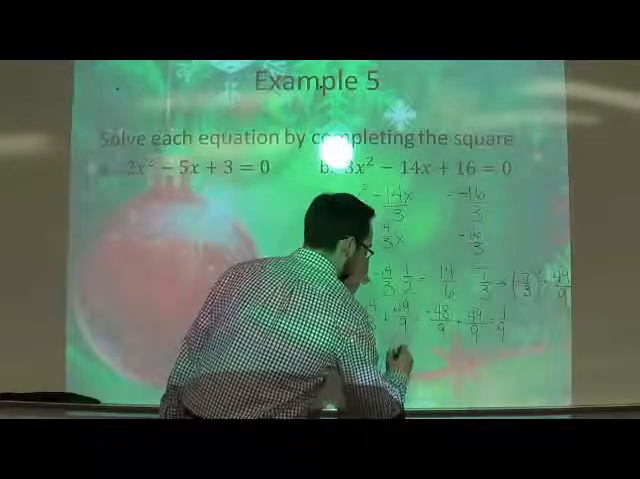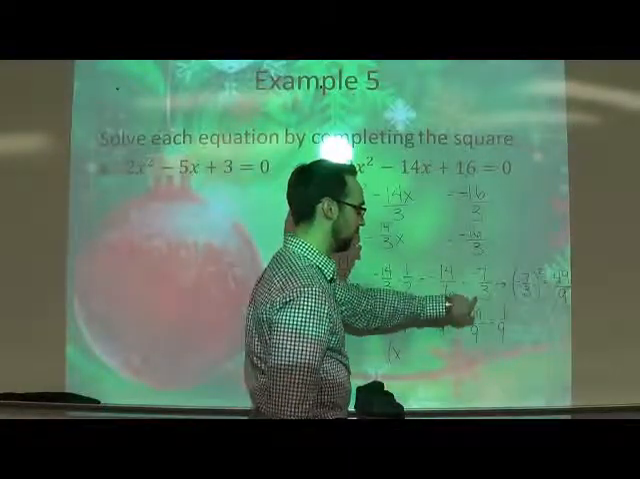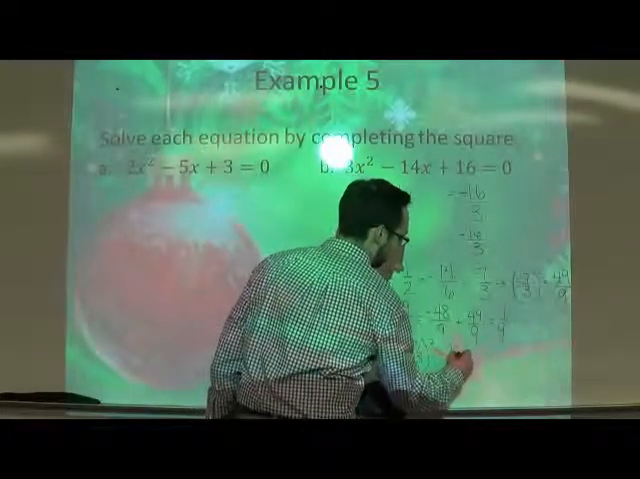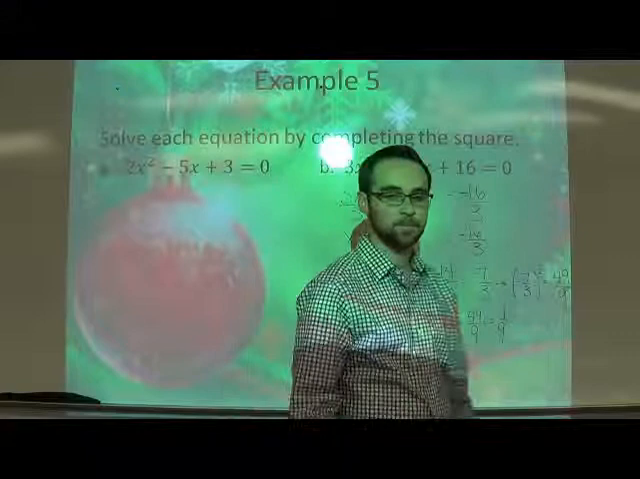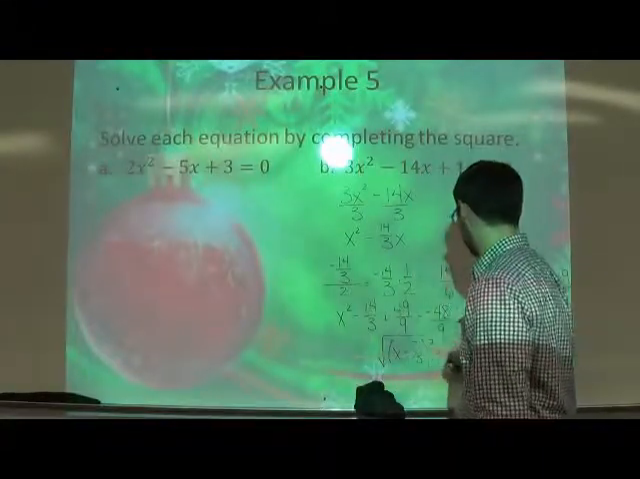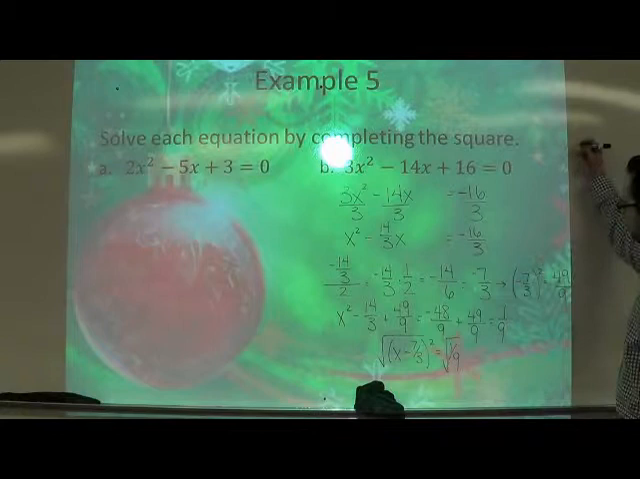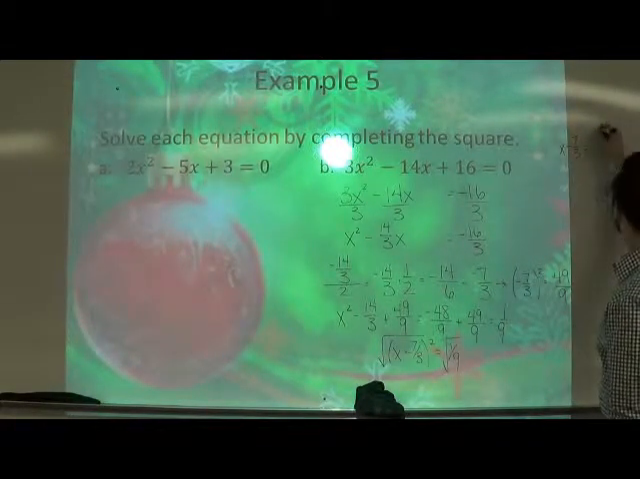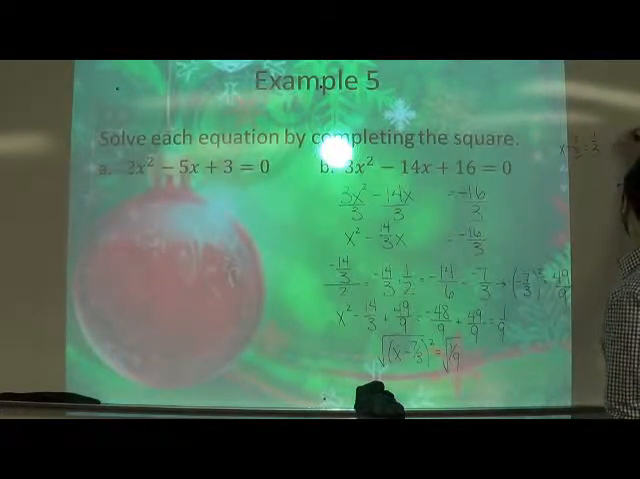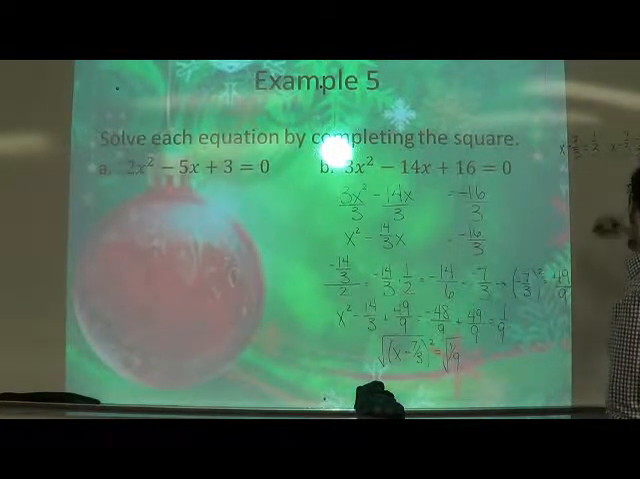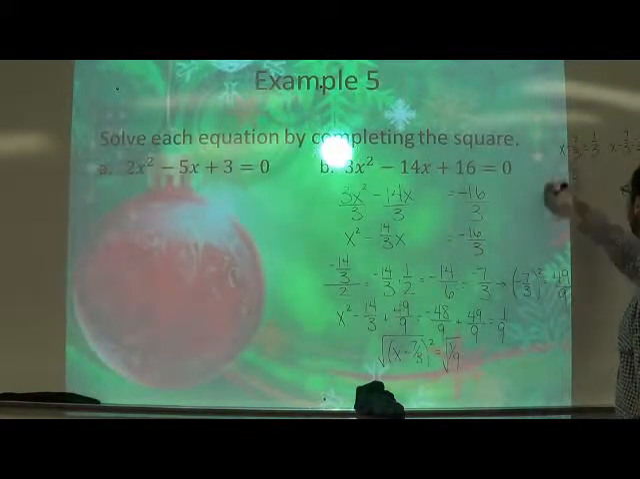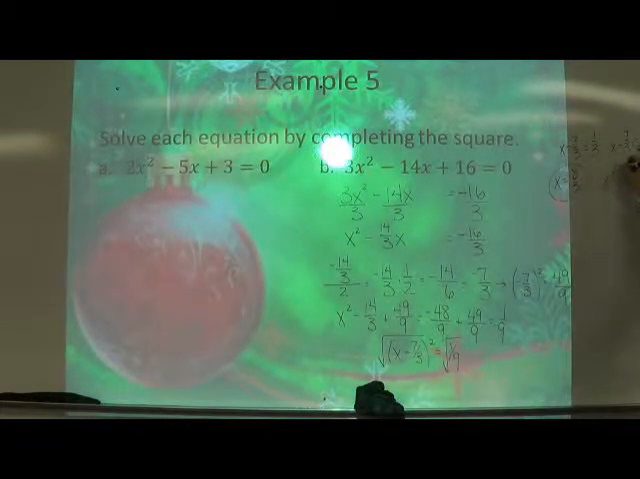Factor it. Again, it's that value right there. x minus 7/3 squared is equal to 1/9. Square root of both sides. Over here, we get x minus 7/3 is equal to 1/3, or x minus 7/3 is equal to a negative 1/3. Add 7/3, over here we get 8/3, that's one answer. Add 7/3, over here we get 6/3, which is 2.